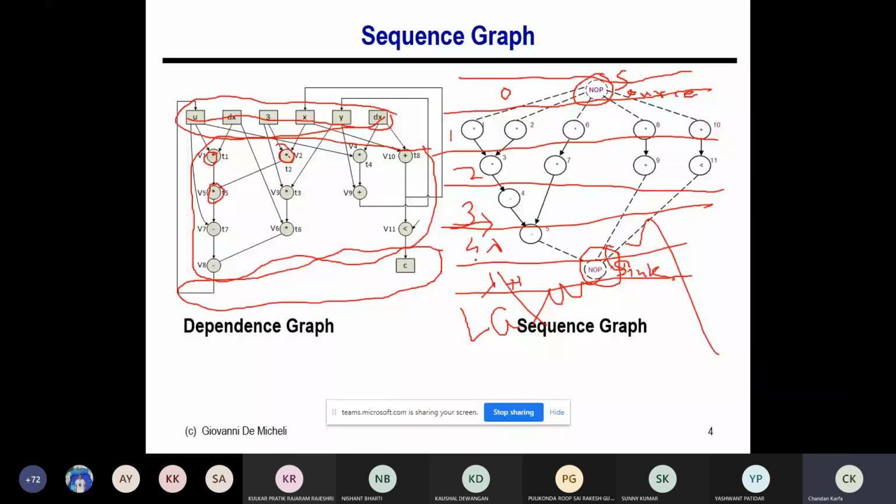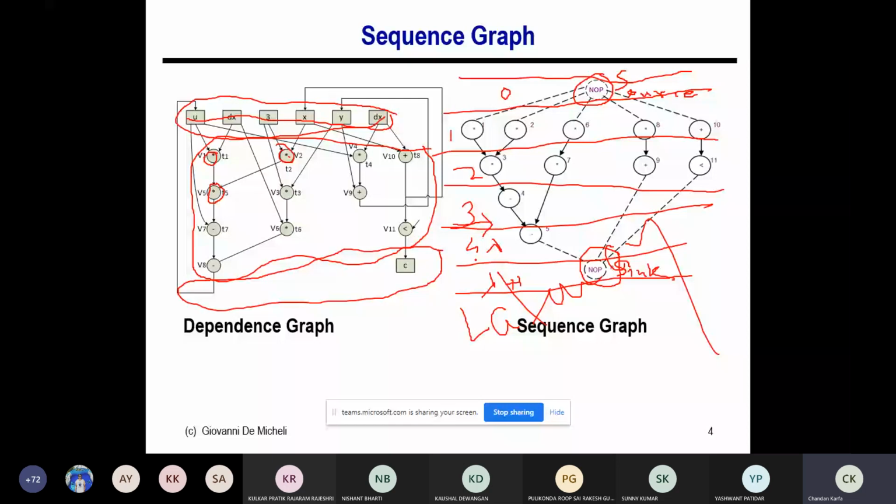But in the context of scheduling, we only need the time steps needed. Okay, so I hope you understand what a sequence graph is and what latency is.